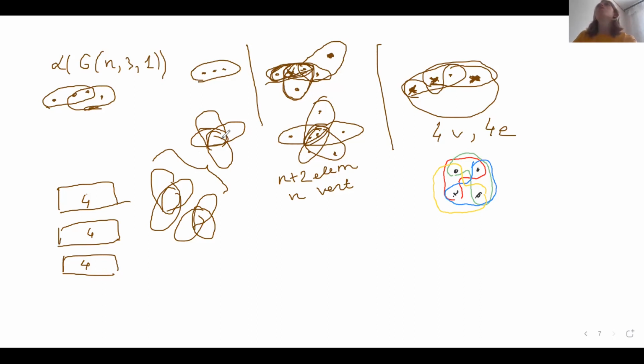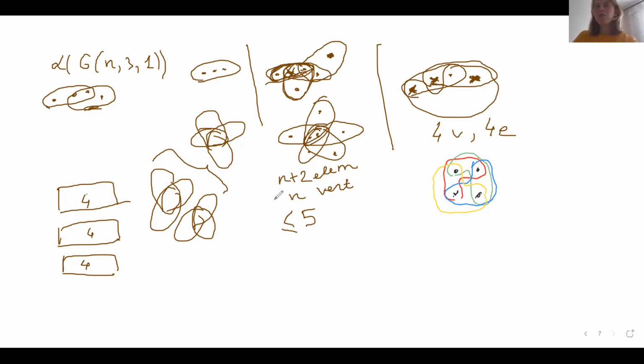Also, we might think that this flower has not more than five elements. If it has more than five elements, we can remove four elements from there, and the structure remaining will also be a flower, and the difference between the number of elements in the whole set and the number of vertices in the whole set will remain the same.